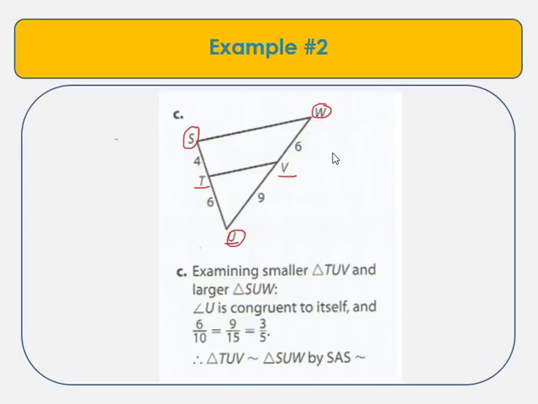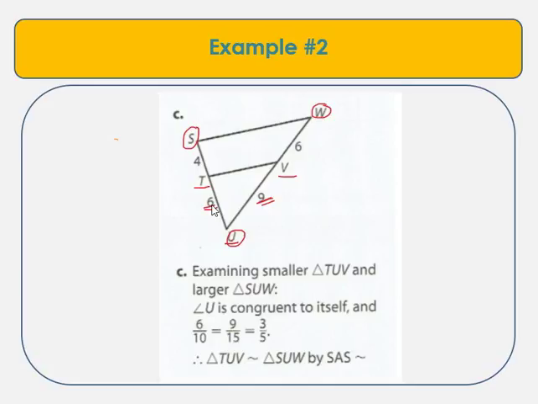We have the small triangle to the large triangle, so it would be 6 over 6 plus 4, which is 10. So 6 over 10, and on the other side we do the same thing. We have the smaller triangle 9 over the total of the whole side, which is 15. And 6 over 10 equals 9 over 15 is 3/5. And that is consistent between both of those side ratios.